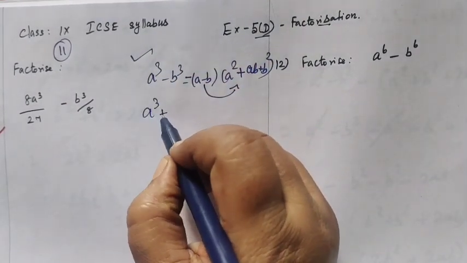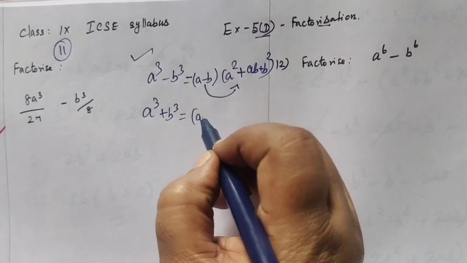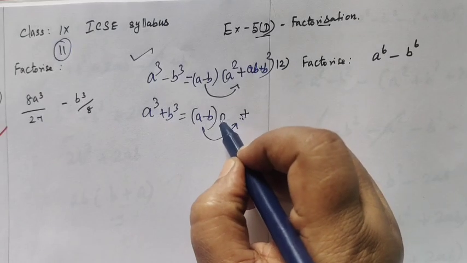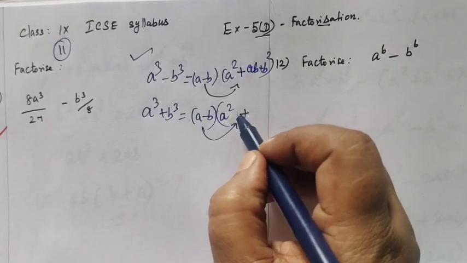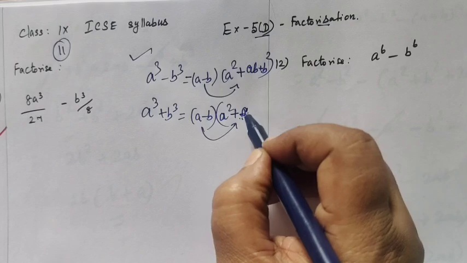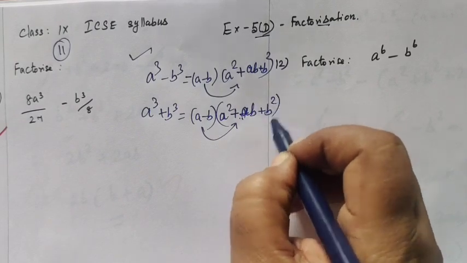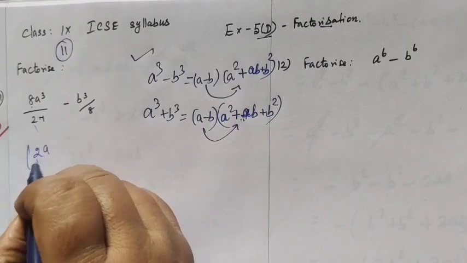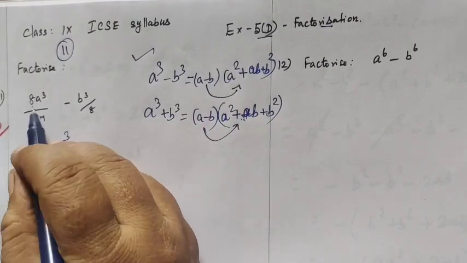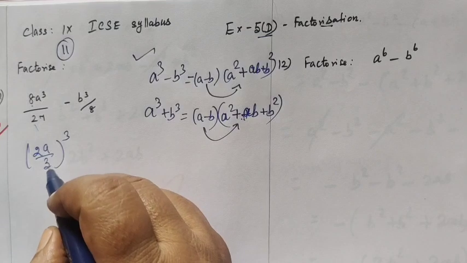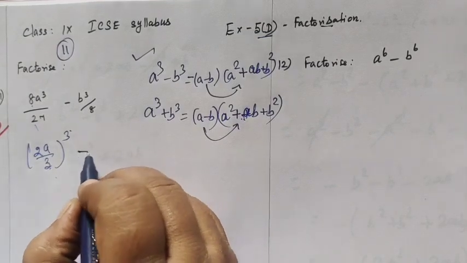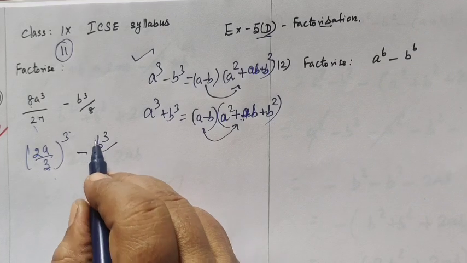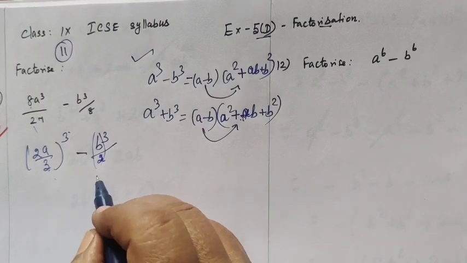The identity for plus: a cube plus b cube equals a plus b, and here plus means inside minus, a square minus ab plus b squared. Now this can be written as 2a by 3 the whole cube, because 2 into 2 into 2 is 8. 27 can be written as 3 cube. Then b cube by 8, 8 is 2 cube, so b by 2 the whole cube.